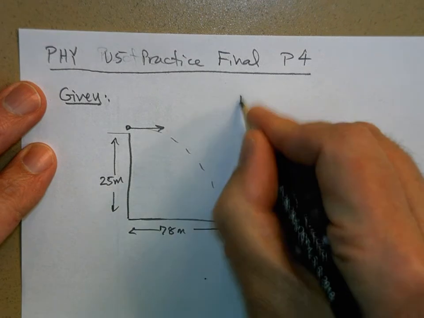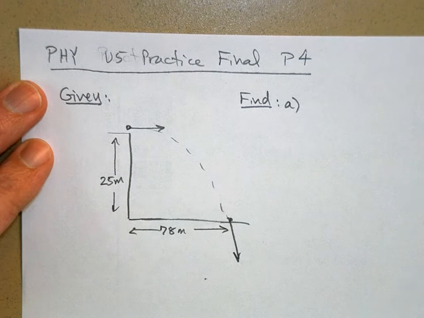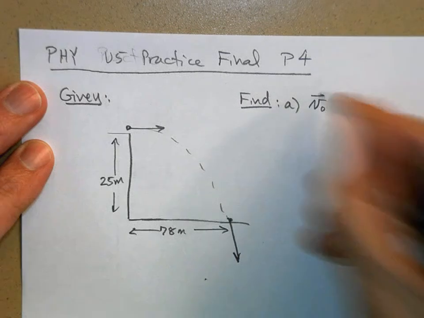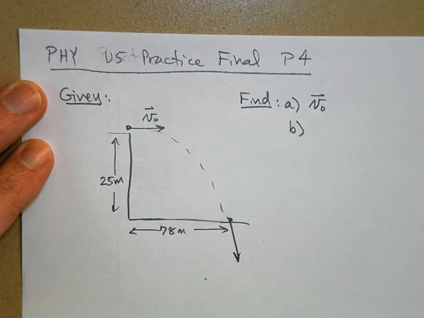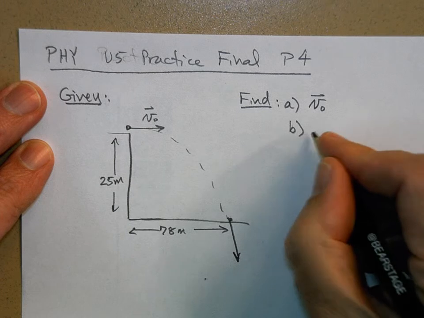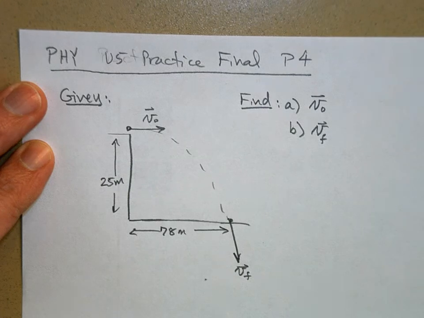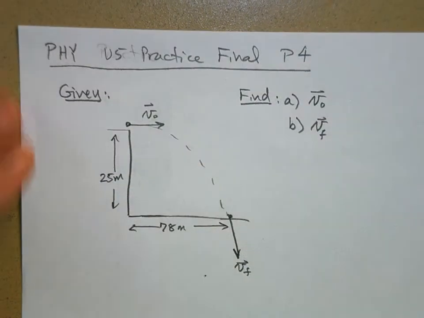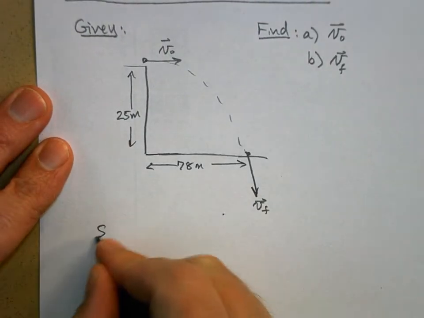And so what are we trying to find? We want to find the initial velocity of the ball. And then part B, we want to find the final velocity of the ball. I'll just call this the final velocity. Okay. And let's solve this. And if I go off screen, let me know. Let's solve.